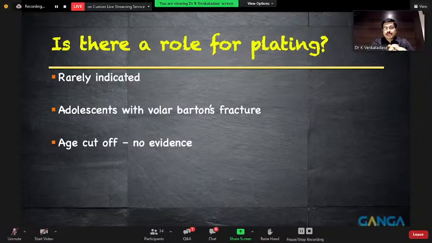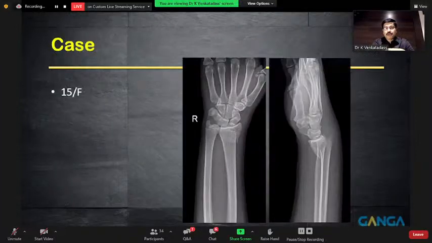So adolescents with volar Barton's type of fracture are one of the indications for plate fixation. The age cutoff for when to do plating and when you can get away with pinning is really not clear in the literature. I'll show a couple of case examples.